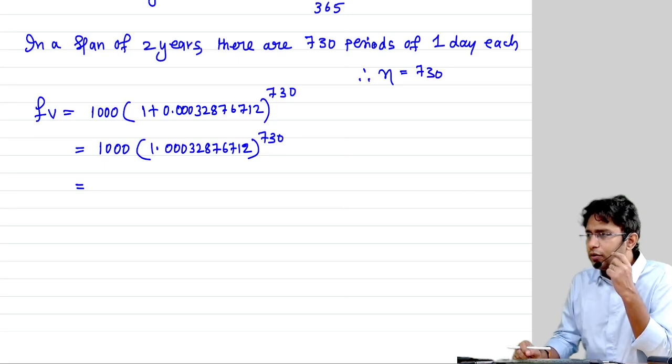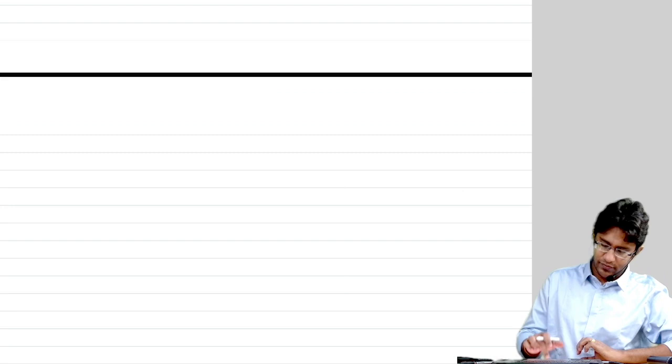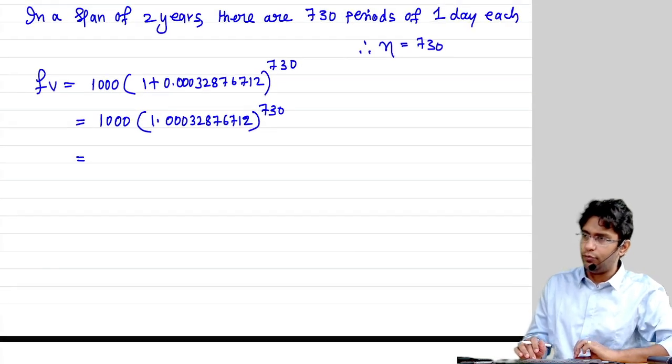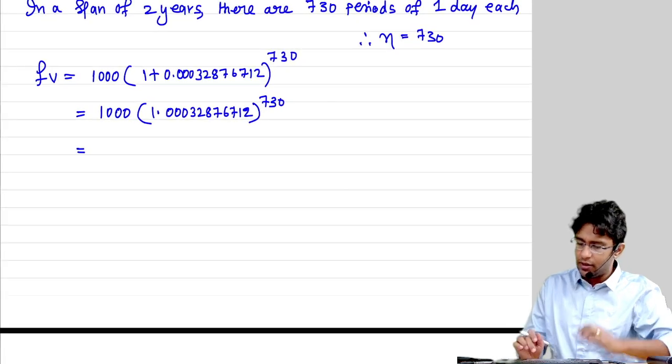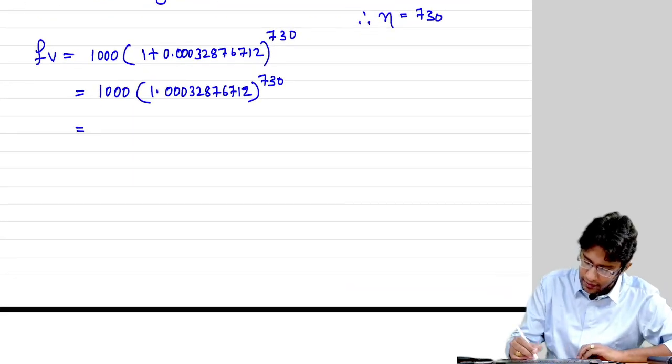Whole power 24 you did. You can do whole power 50 also. 730 is a little too much. So we have to find some other technique for this. So we'll pause this calculation here. Then we will learn the technique and come back.